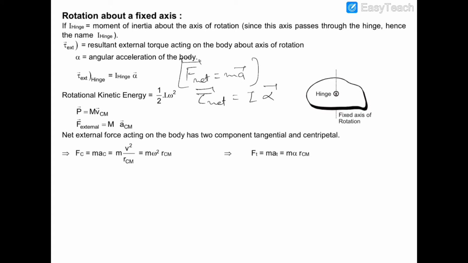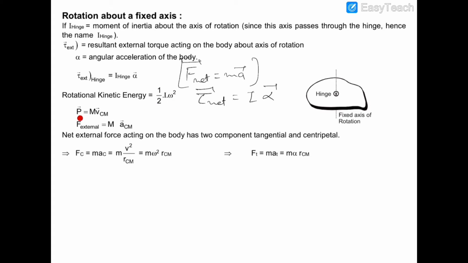It is very important to note that this moment of inertia should be about the axis of rotation, and this torque should also be about the same axis of rotation about which the moment of inertia is being calculated. We also will study the rotational kinetic energy, which is written as half I omega square, because in translational motion the kinetic energy is half m v square. So in place of m there is moment of inertia, and in place of v there is omega, the angular velocity.